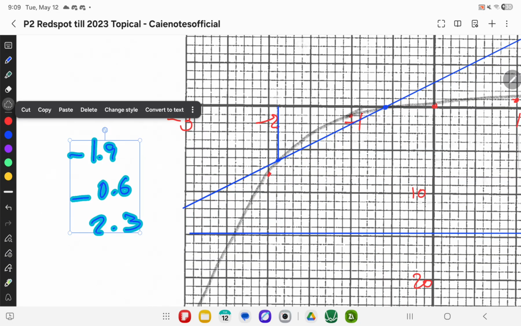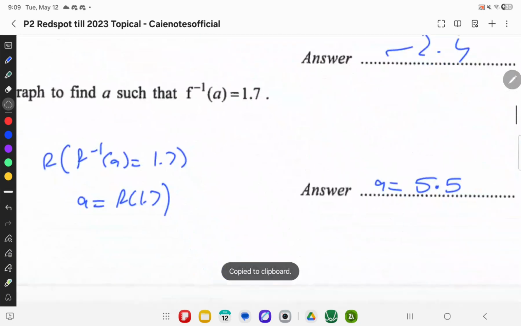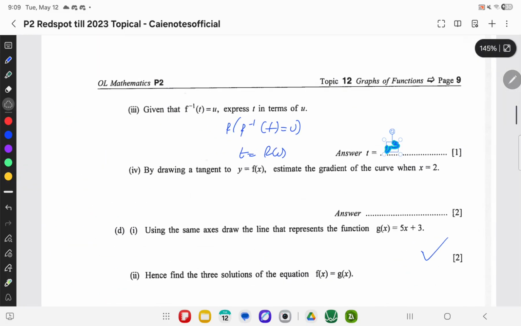I don't know why I'm laughing. Maths is a serious subject. You should not be laughing.